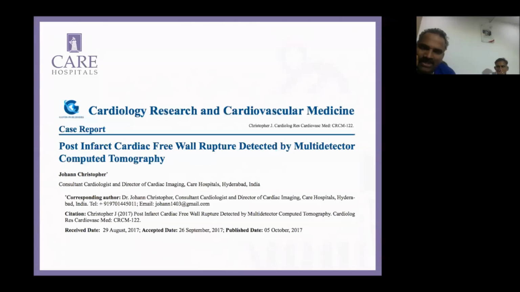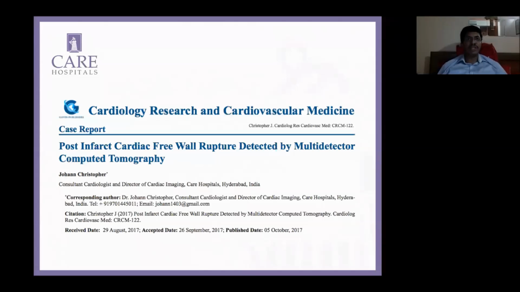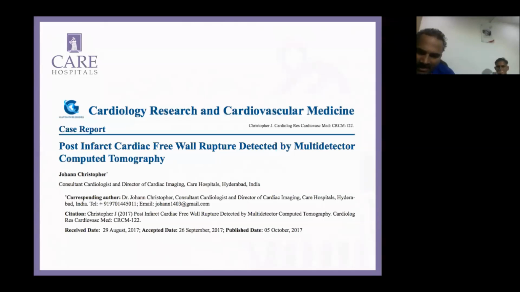Yes. Completely sealed. There is no leak at all. In a sealed track, you're not going to find it at all. So that's how it is. Yeah. And so, as you said, even PCI could be an option for these patients.